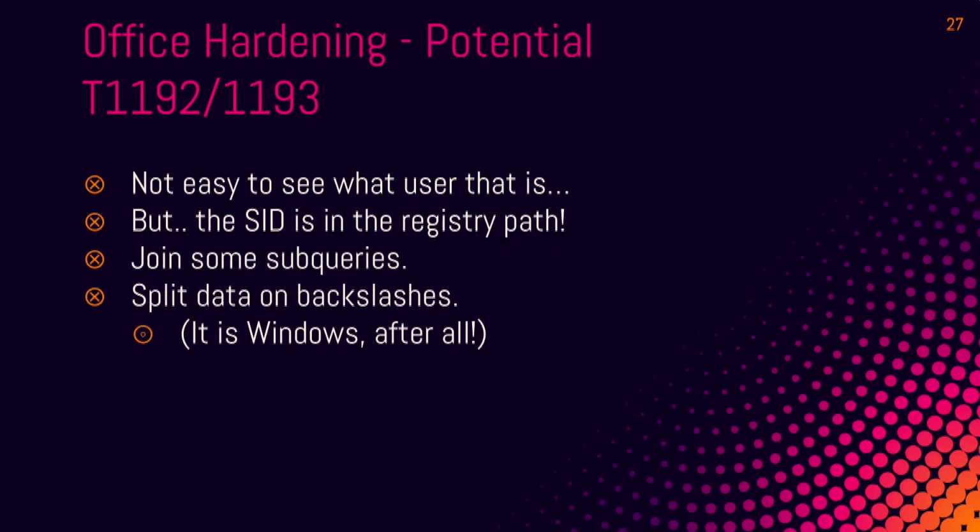The great thing is the SID is in the registry path, and we have a users table. So that's where Osquery becomes powerful when you merge these tables together, you join them. We can also work with strings in Osquery. We can split data on the backslashes. It's the Windows registry, there are backslashes everywhere, and it's actually fairly easy to know that between two backslashes there's a string, and that's the value we're looking for.